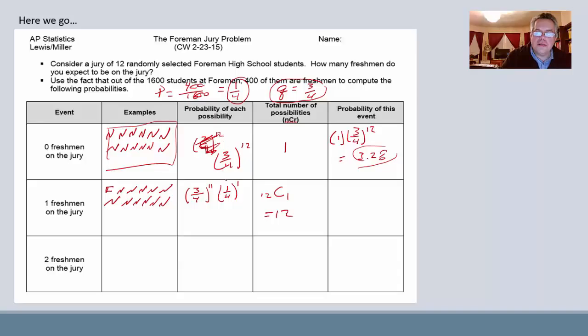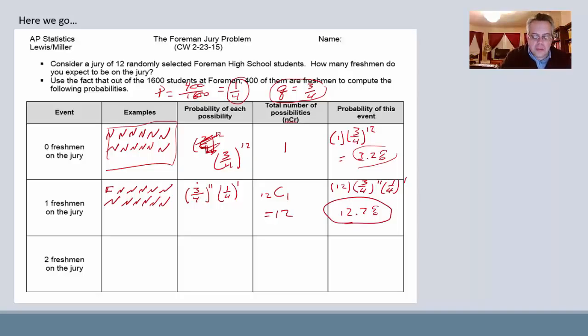Now, this is the probability of each way it can happen. There are 12 ways it can happen, so we multiply this. So this would be 12 times (3/4)^11 times (1/4)^1. If you do this, you get 12.7%. All right, so a 12.7% chance that if we randomly select a jury, we'll get one freshman.